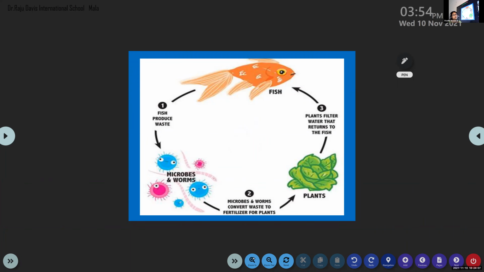So just now I have showed you one example of a food cycle on the land. And this is another cycle which is in the water. Okay, water also has the same food cycle. So the first one, the producer, is plants here. There are two things. We are starting from the fish. The main producer is fish.